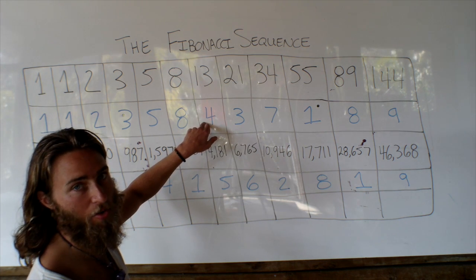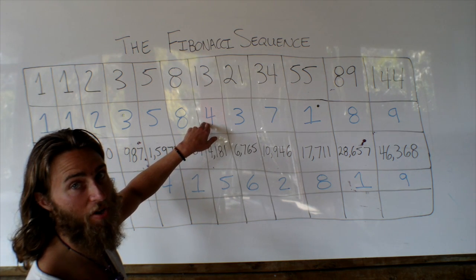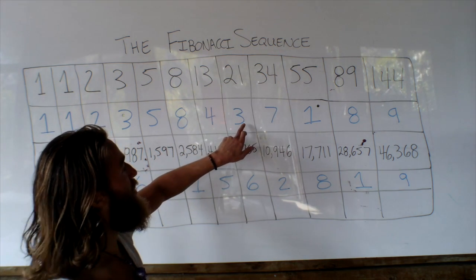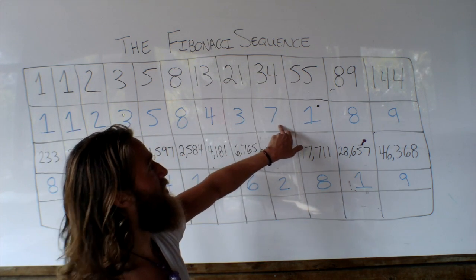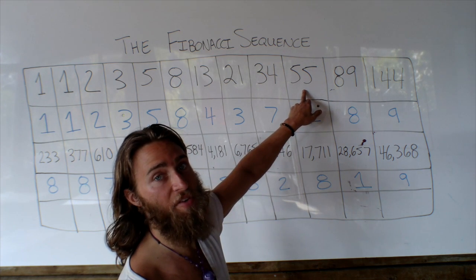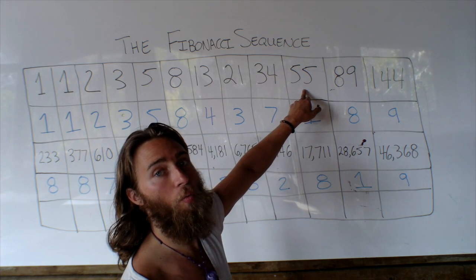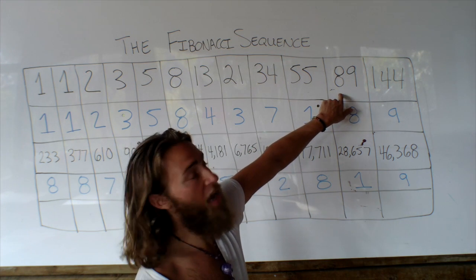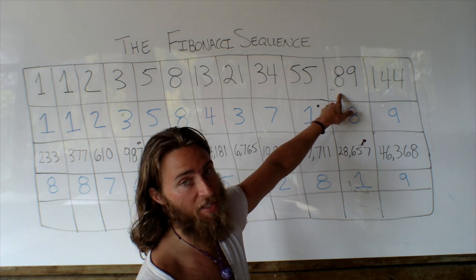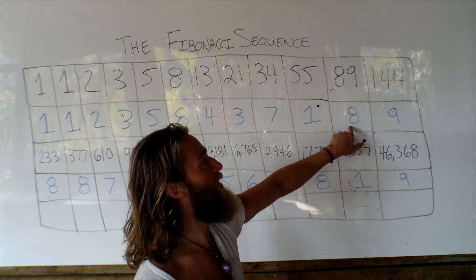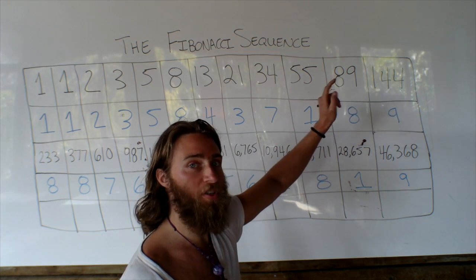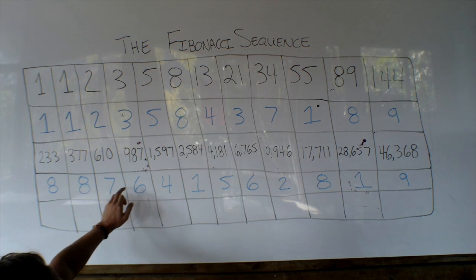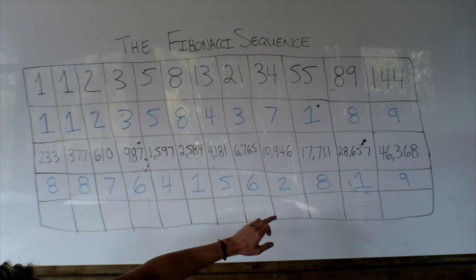And that's what we do in numerology, as you saw on that shapes video. It's where we add the numbers together. So 21, 2 plus 1, 3. 3 plus 4, 7. 5 plus 5 equals 10. Then 1 plus 0 from the 10, we get 1. 8 plus 9, 17. 1 plus 7, 8. 144. 1 plus 4 plus 4, 9. And the same pattern continues down here in this row. 8, 8, 7, 6, 4, 1, 5, 6, 2, 8, 1, 9.